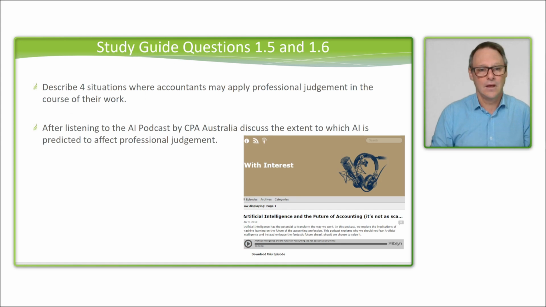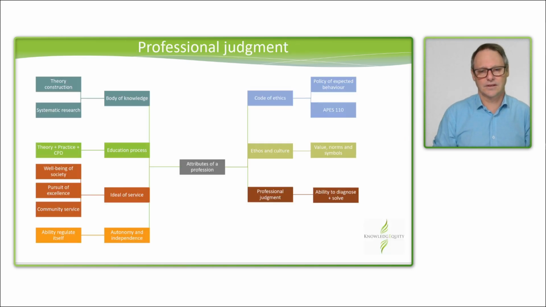So in the study guide, you've got 2 questions you should have already worked through. If not, please do them now. Describe the 4 situations, or any 4, where you may be applying professional judgment in the course of your work. It can even be as simple as, do I accept this customer? Is your radar going off as someone who's not going to pay, or they're going to be sneaky or demand too much work? And then listen to the AI podcast and have a look at that task.